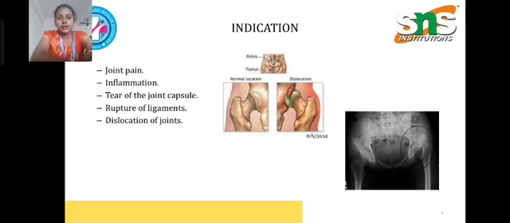Next, the indications: the patient has joint pain or inflammation in the particular region of that joint cavity, a tear of any joint capsule, a rupture of any ligaments, or dislocation of joints. So these are the indications in which the arthrography procedure is performed.